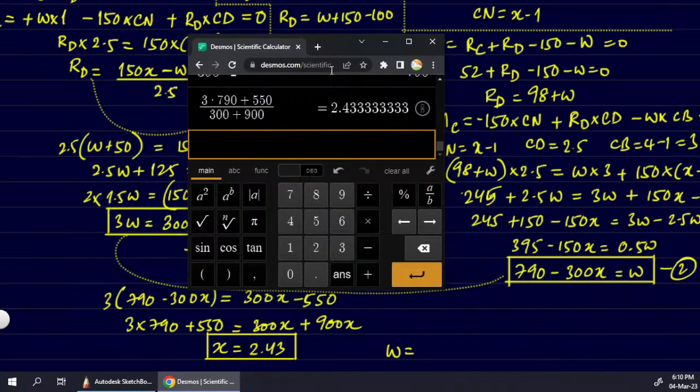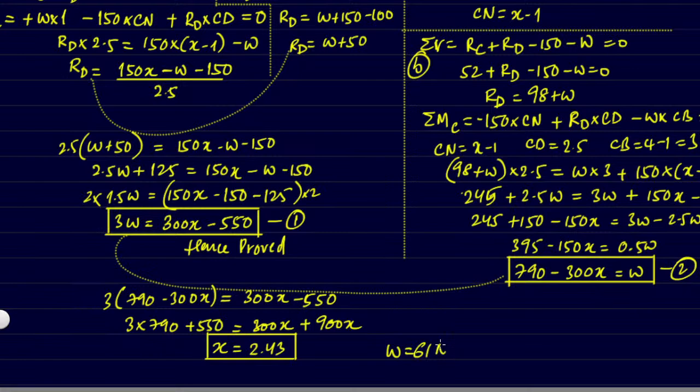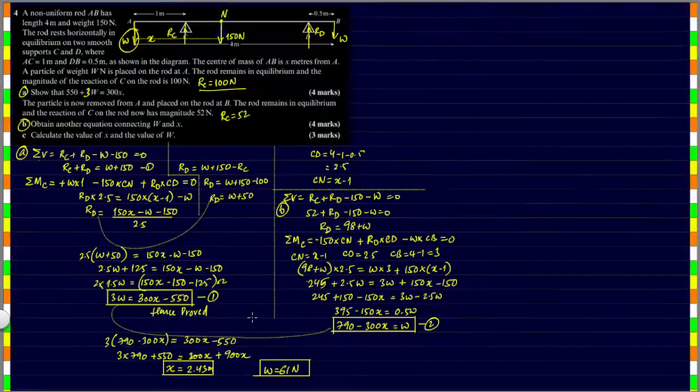So 790 minus 300 into 2.43, that is 61, right? Yes. W is 61 newtons. X value is 2.43. X is in meters, right? Yes.